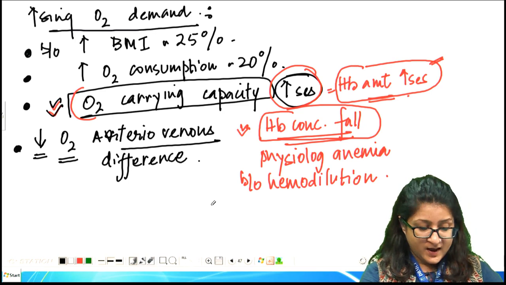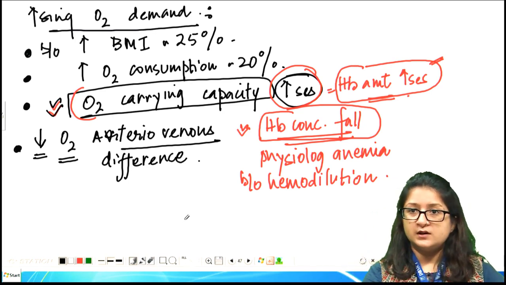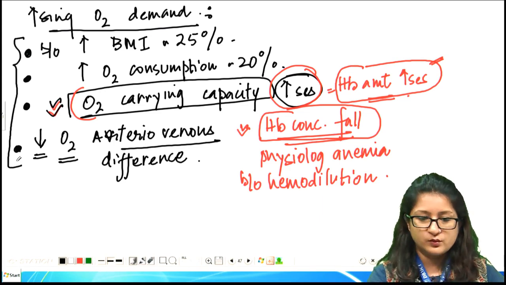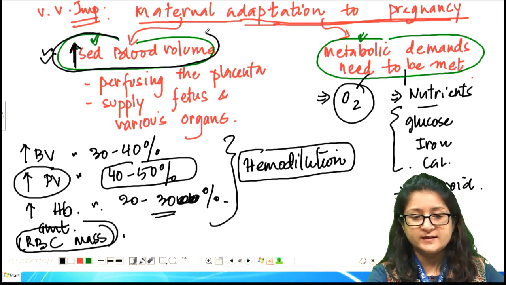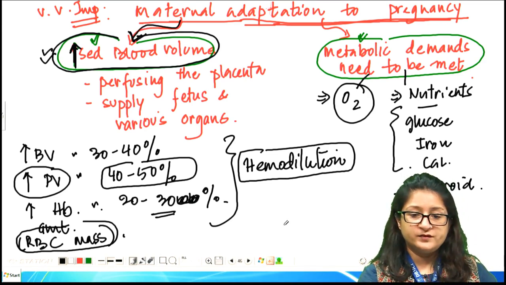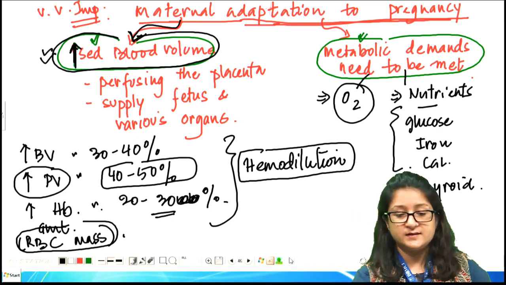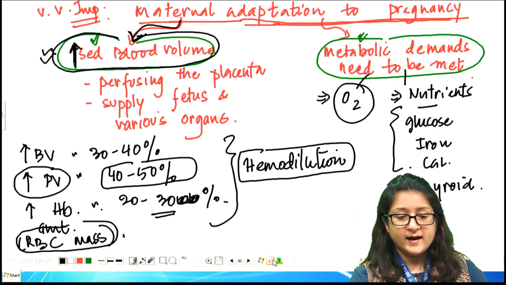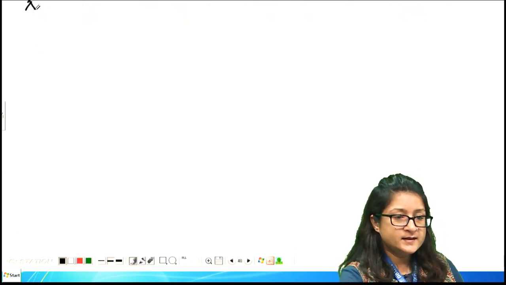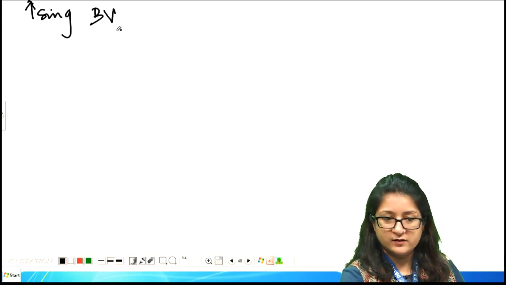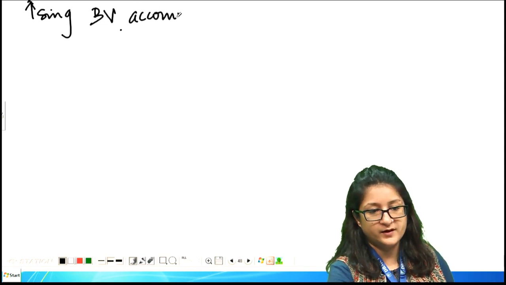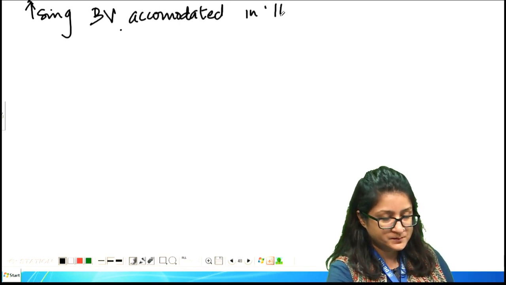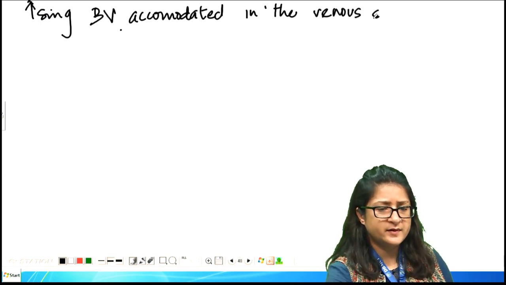All right. Now, another important thing, if we are through with this limb of the flow chart, let us come to where I talked about this increasing blood volume. Now, all this increasing blood volume has to be accommodated in the venous system of the mother. It has to be accommodated somewhere, right? In the venous system, in the circulating system.